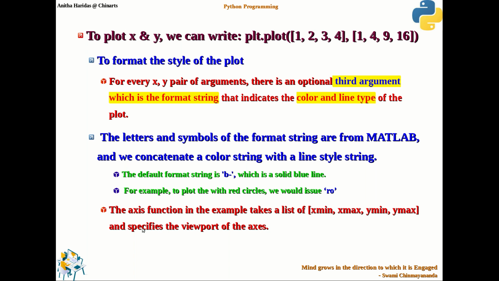Apart from that, we had also seen an axis function in the example, which takes a list of x minimum and x maximum, y minimum and y maximum. So you need to give 4 values in the list for the axis function to specify what the points can be in that particular axis.